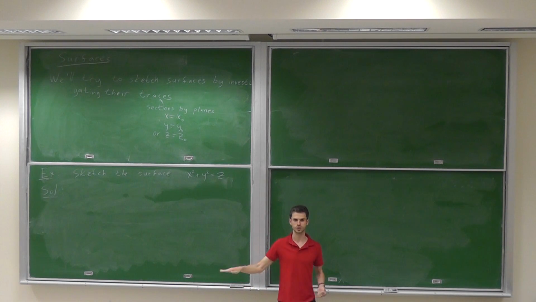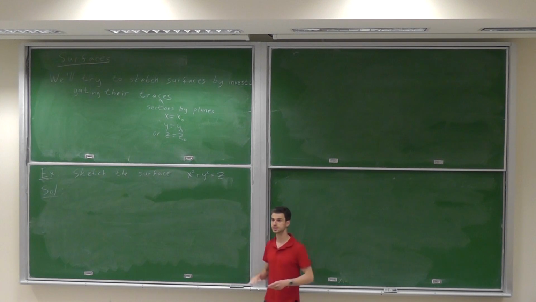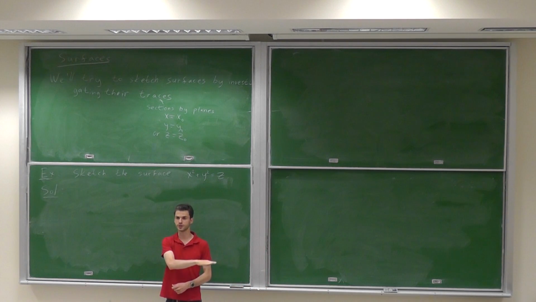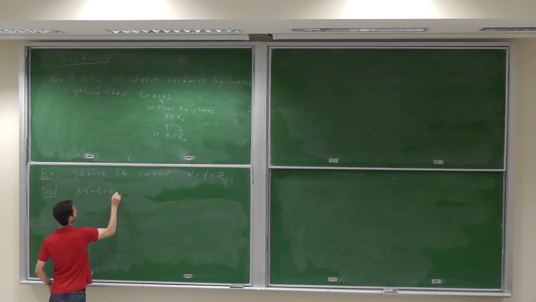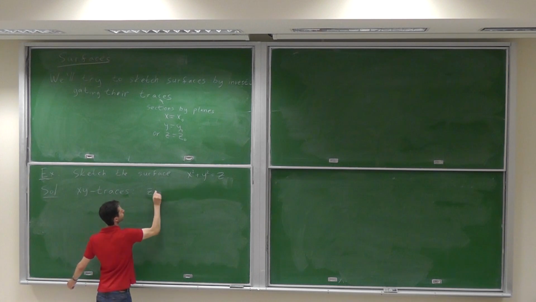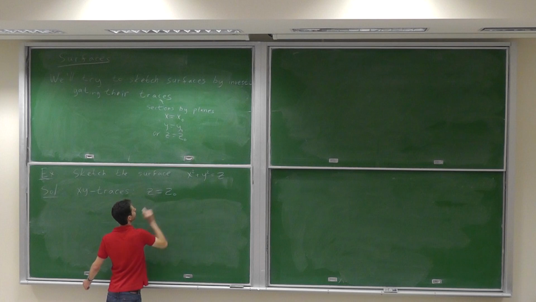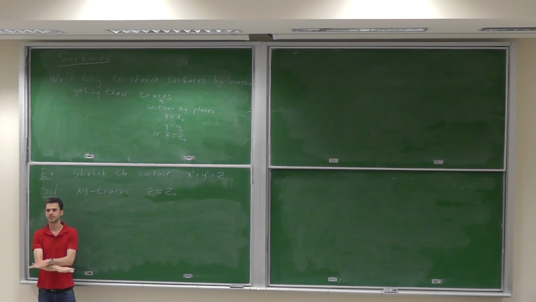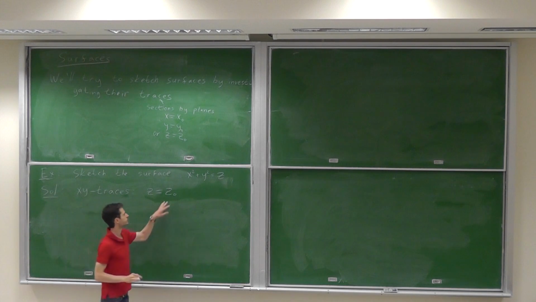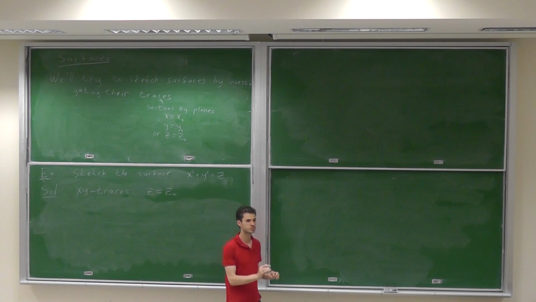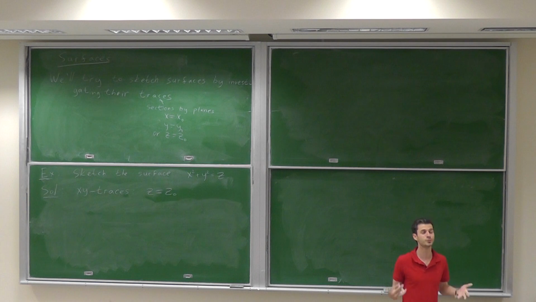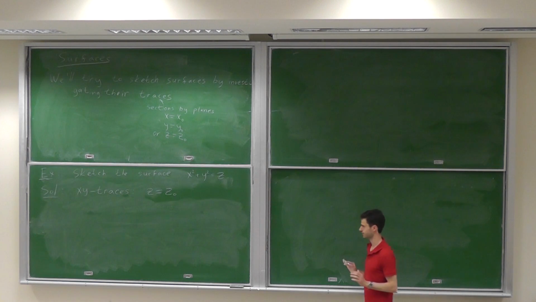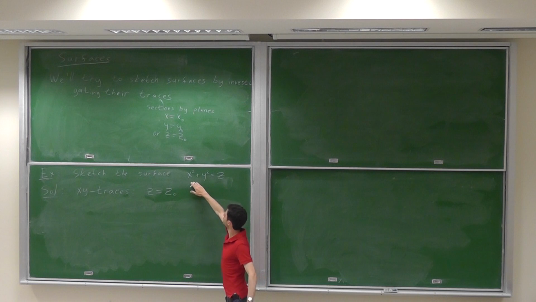Let's start with xy traces, which means let's cut the surface by planes which are parallel to the xy plane, to the floor. So xy traces. I want to fix a certain height. I want to look at this surface at the height z0. Think about z0 as some number, something like 5. So what is this shape?